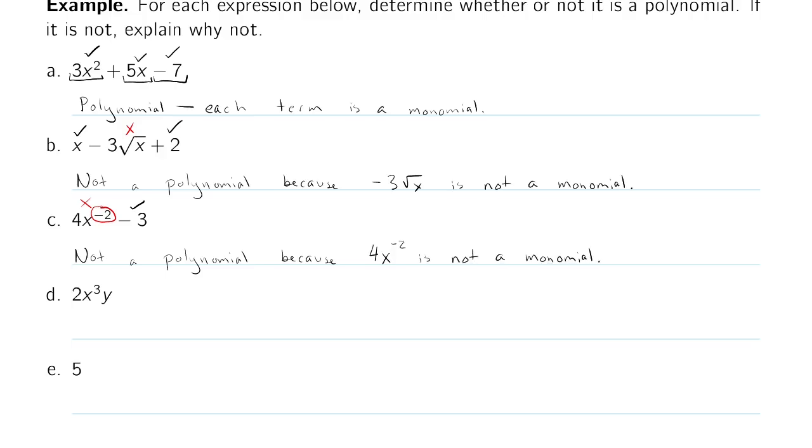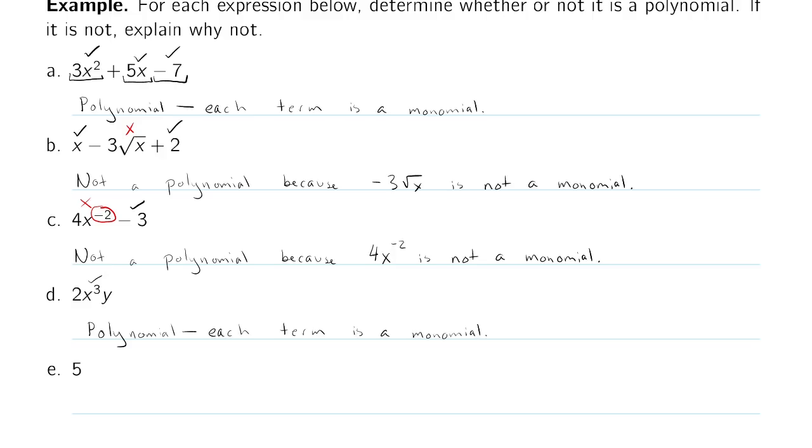Okay, how about 2 times x to the third times y? That only has one term. That term is a monomial, and so this is a polynomial. All monomials are also polynomials. And again, that's true because each of its terms, in this case only one, is a monomial.